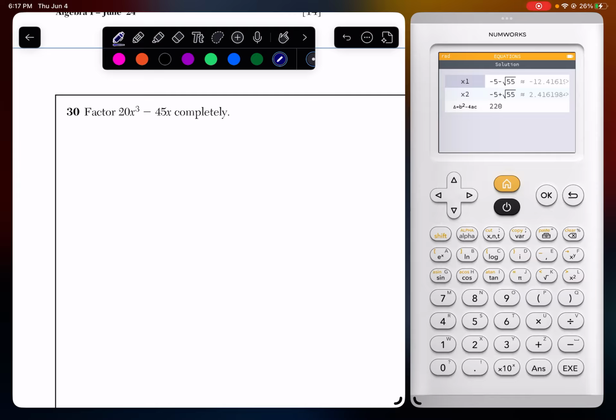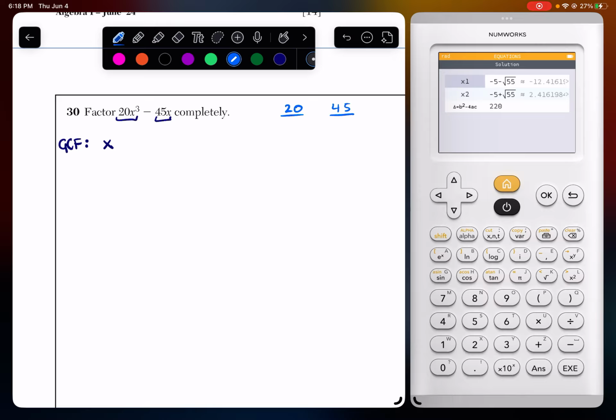We want to ask ourselves, what do both of these terms have in common? So the first thing that I see is that both of these terms have an x. So I'm going to say my GCF has an x in it. And then I want to ask myself, what do the numbers 20 and 45 have in common? You might notice right away that they are both multiples of 5. But if you don't notice that, you can make a list of the factors of 20 and 45 and then just look for whichever one is the largest.